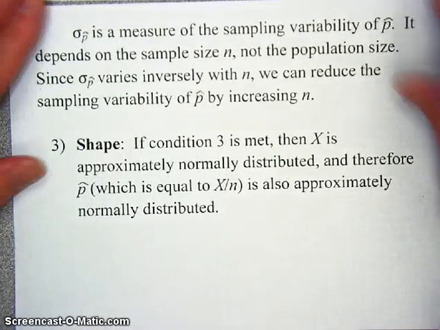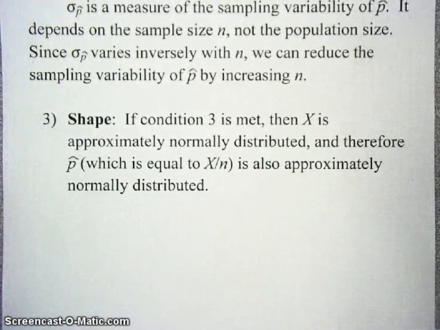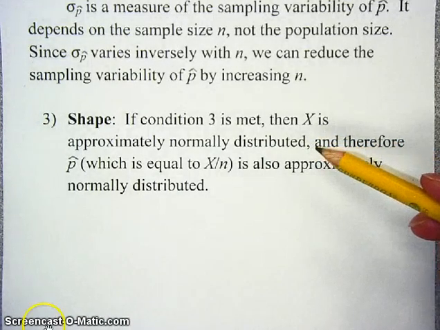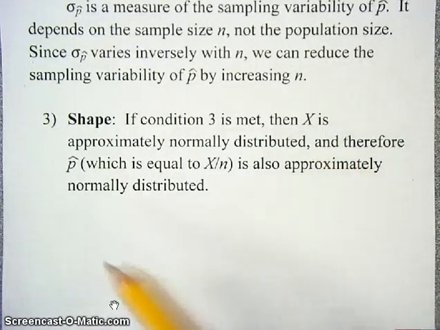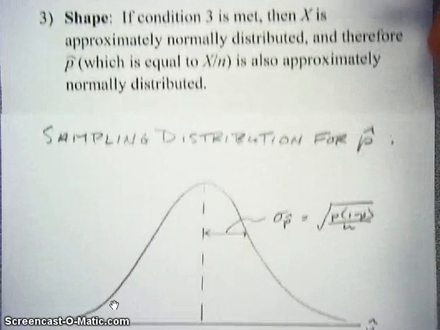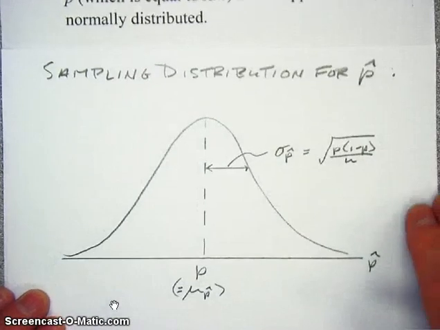Thirdly, the shape. If condition 3 is met, the success-failure condition, then x is approximately normally distributed. And therefore, since p hat is equal to x over n, p hat is also approximately normally distributed. And what we wind up with is this. Here's a little picture of the sampling distribution of p hat.